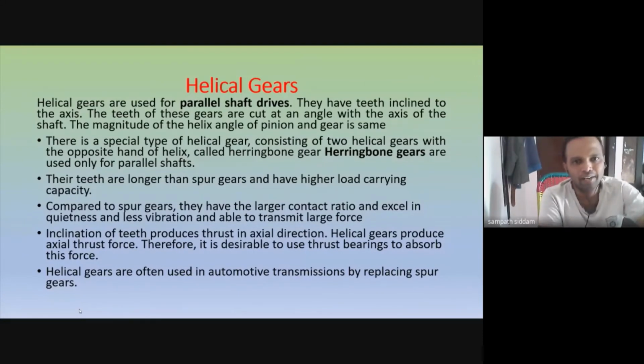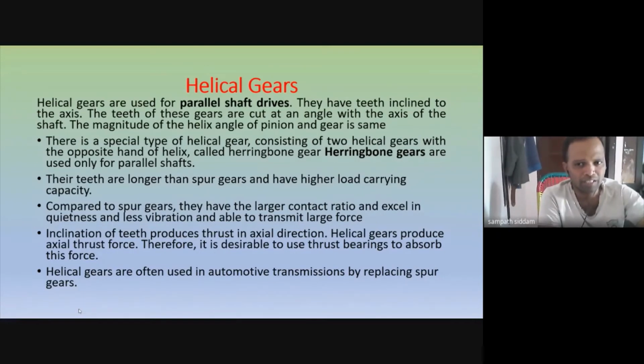So these helical gears are used for power transmission when your shafts are parallel. They have your teeth inclined to the axis. Previously the teeth were exactly parallel to the axis of your shaft, but here you can have some inclination, maybe 25 degrees to 45 degrees. So these teeth are cut at an angle with the axis of your shaft, and this angle we say as the helix angle. Due to this helix angle, you have thrust generation also. It takes both radial as well as thrust loads.